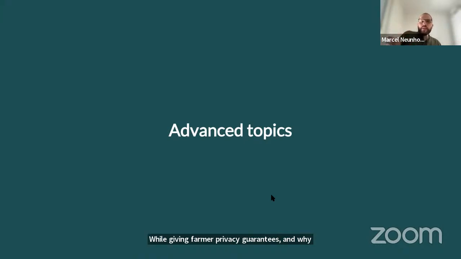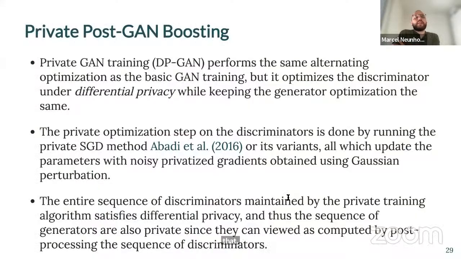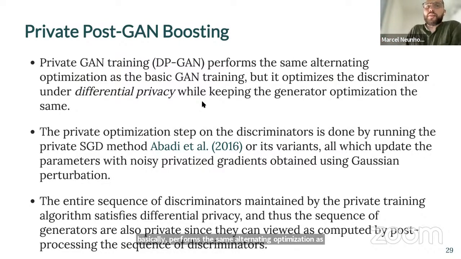And what does this mean? This means that during training, things have to be changed a little bit so that those formal privacy guarantees can be proven and met. The project is called Private Post-GAN Boosting, because it basically combines two ideas, private GAN training and the post-processing of multiple GAN outputs. So private GAN training, often abbreviated by DP-GAN or other acronyms where DP is part of the name, basically performs the same alternating optimization as the basic GAN training that we looked at for the last 3 hours. But it optimizes the discriminator under differential privacy while keeping the generator optimization the same.